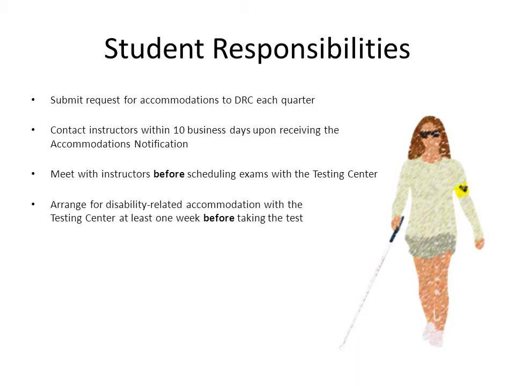Students have responsibility to submit requests for accommodation to the Disability Resource Center each quarter. Contact instructors within 10 business days upon receiving the accommodations notification. Meet with instructors before scheduling exams with the testing center, and arrange for disability-related accommodation with the testing center at least 1 week before taking the test.